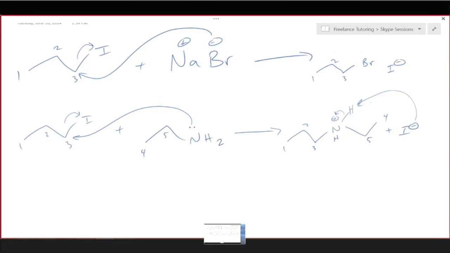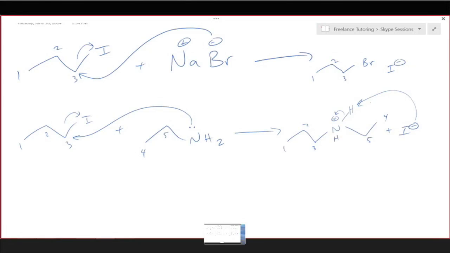Yeah. On the other hand, though, do you remember we said that HI is a really strong acid, right? Yes. And remember that the stronger the acid, the weaker the conjugate base. So some instructors wouldn't be too happy with this. The iodide is actually a very, very weak base. Some instructors would let you do this. Some instructors wouldn't be too happy with it.